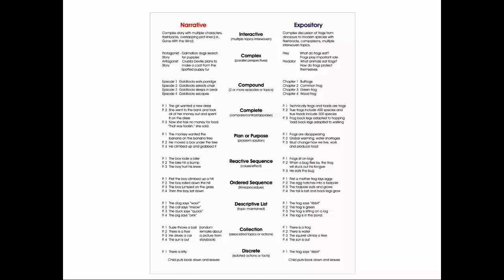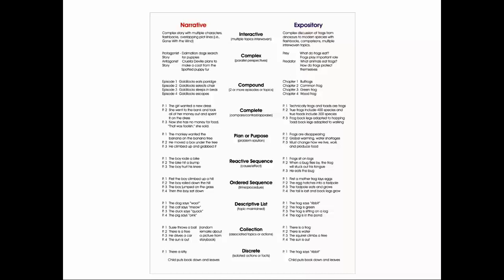Now, compound, remember, just means usually we don't have just one episode in either a story or in just a text about some expository topic. So compound, in both cases, come to an end. So chapter one was bullfrogs, then chapter two, common frogs, then green frogs, then wood frogs.